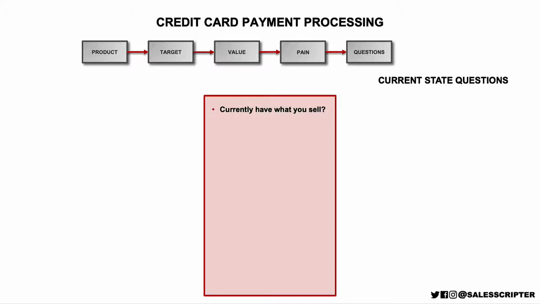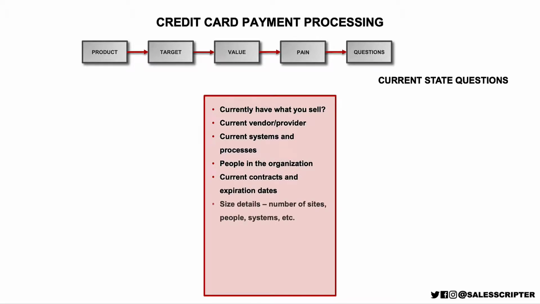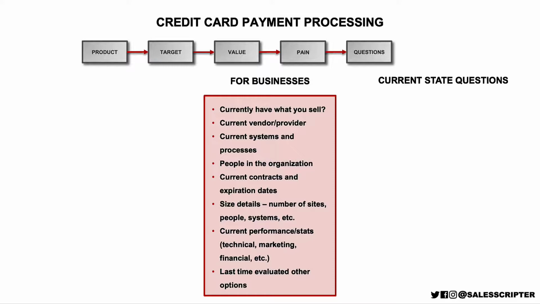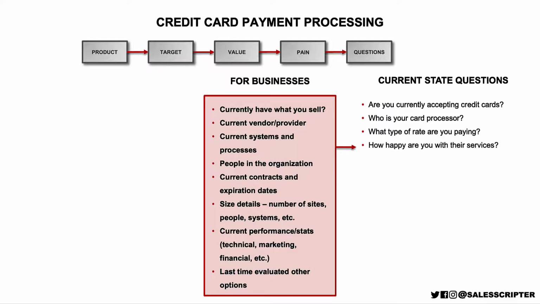For example, you definitely want to create a question about whether the prospect is currently using or has currently purchased what you sell, who they're buying from or who they bought from, any details around their current systems or processes, maybe details about people in the organization, current contracts and expiration dates. There might be sizing details that you might want to ask about, the current performance or stats of current systems or processes, maybe the last time they thought about buying what you sell. And again, you want to keep in mind the target audience that you're creating these questions for. And so using all of that, we can come up with these questions. Are you currently accepting credit cards? Who is your processor? What type of rate are you paying? How happy are you with their services?